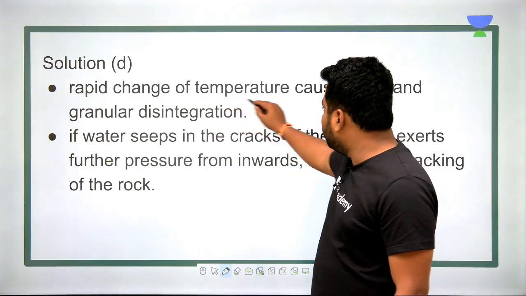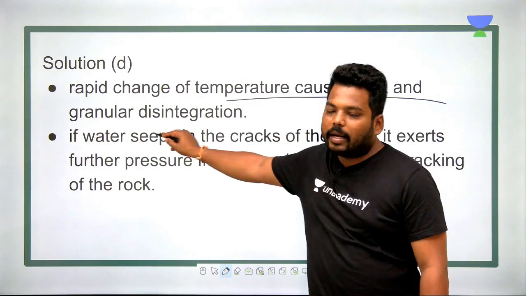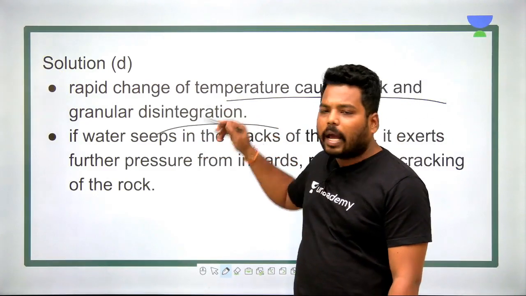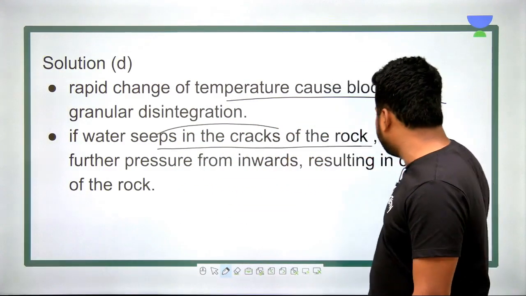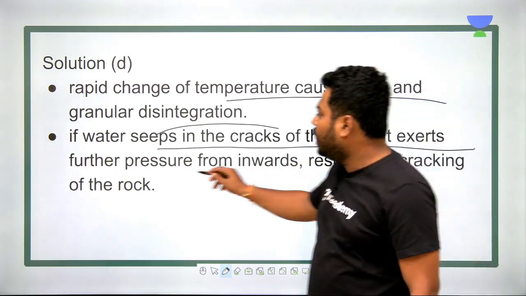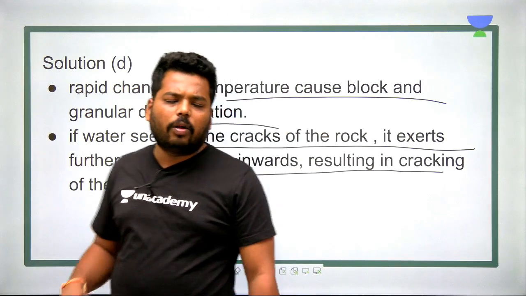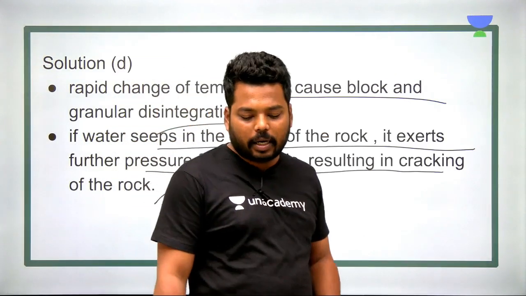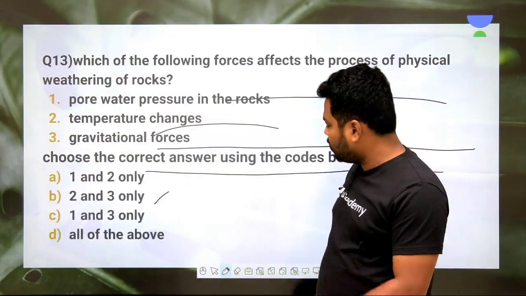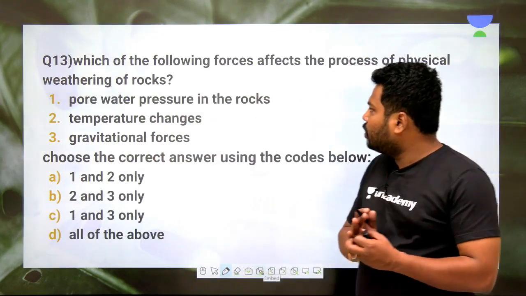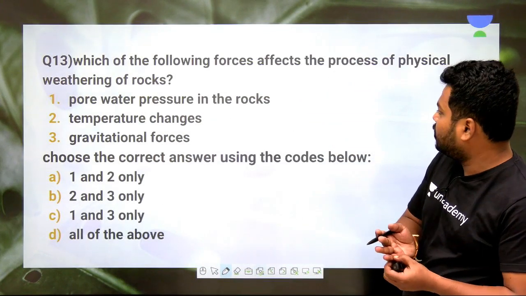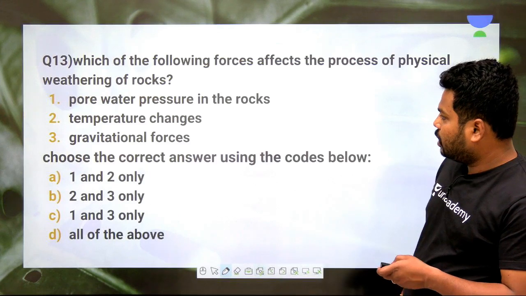Clear? Rapid change of temperature causes block granular disintegration. This generally happens in deserts. If water seeps into the rocks, it generates cracks. It exerts further pressure from inside, resulting in cracking of the rock. So obviously all the three options which are given are absolutely right. And moving into the next question. Which of the following forces affects the process of physical weathering?